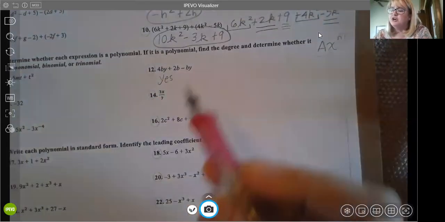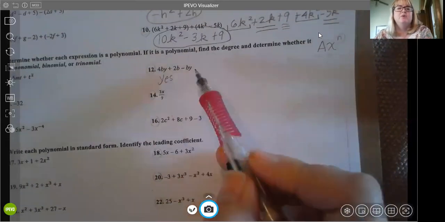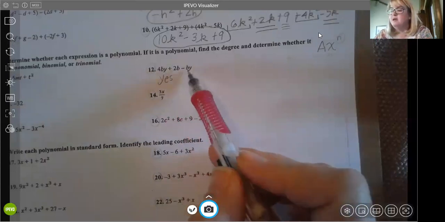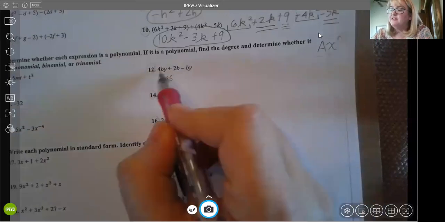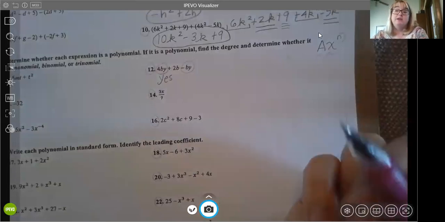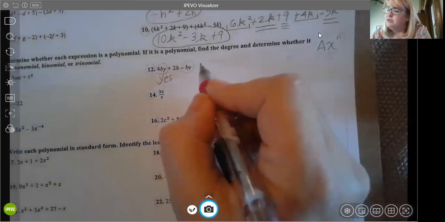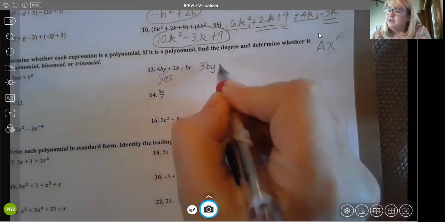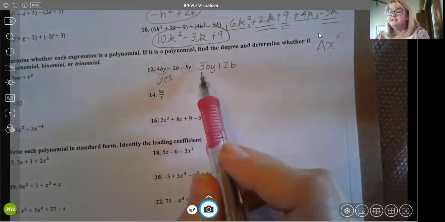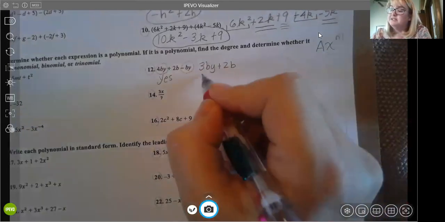Now let's see, how many terms are there? First, can we combine any terms? Well, we've got 4by plus 2b minus by. And be careful because I've got 4by minus 1by, that's like 1by. So you need to combine like terms where you can. 4by minus 1by would be 3by plus 2b. All right, after I've combined like terms, you can see that this has 2 terms, and a polynomial with 2 terms is a binomial.